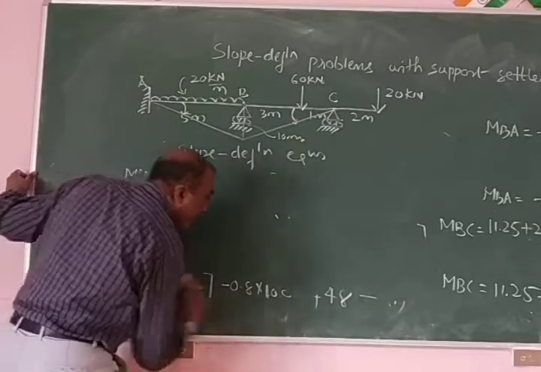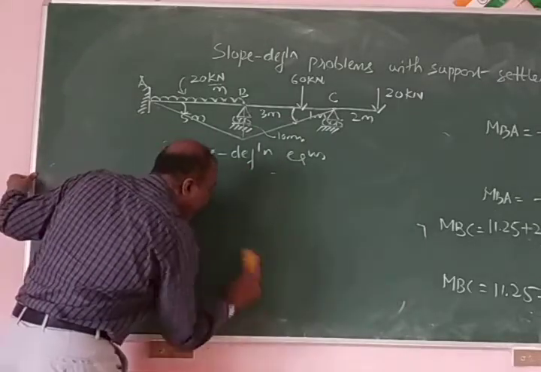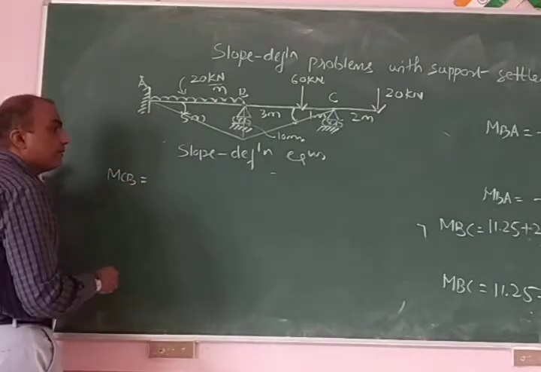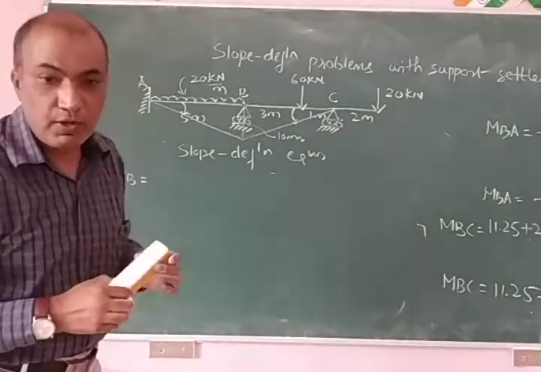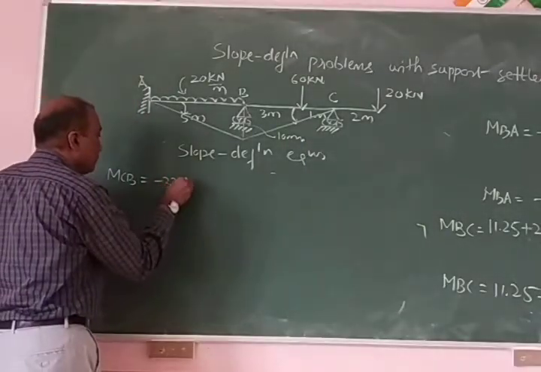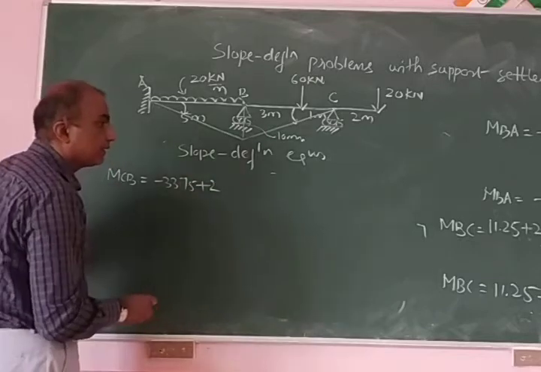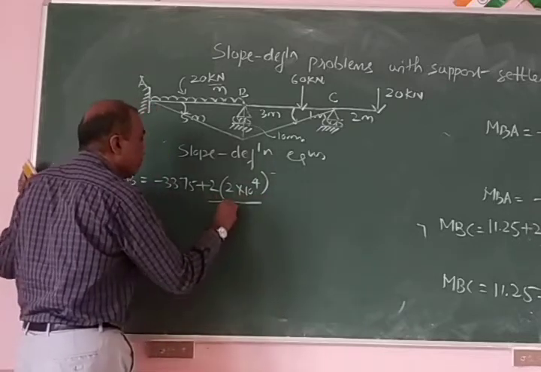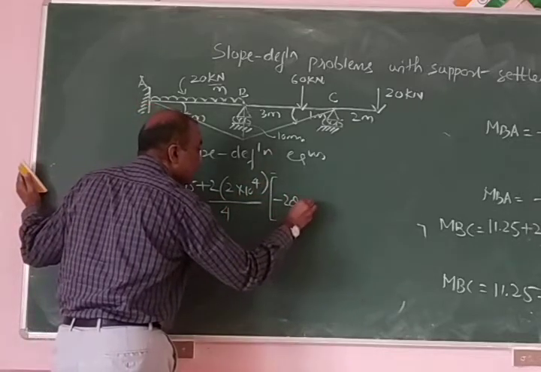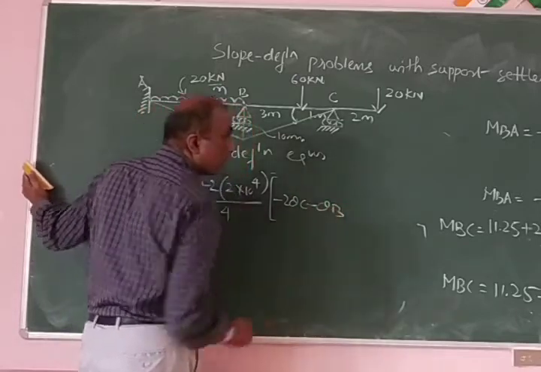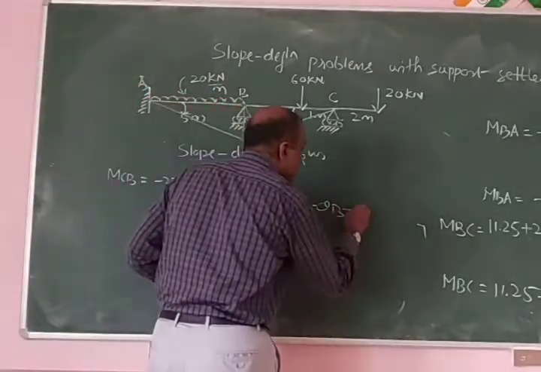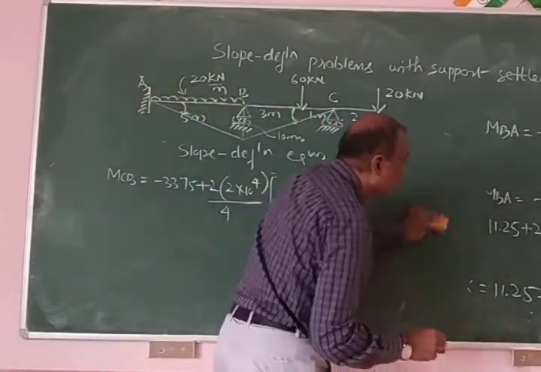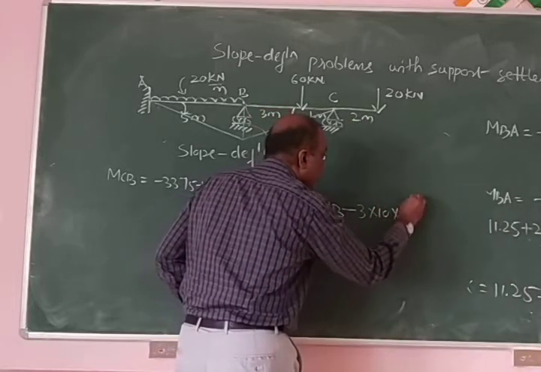MCB. I am going to write it here now. MCB. MFCB is equal to how much? MFCB we know already, minus 23.75 plus 2 EI. EI is equal to 2 into 10 to the power 4 upon L of CB, 4 minus 2 theta C minus theta B minus 3R, because R again is negative, minus 3 into 10 into 10 to the power 4 divided by 4.